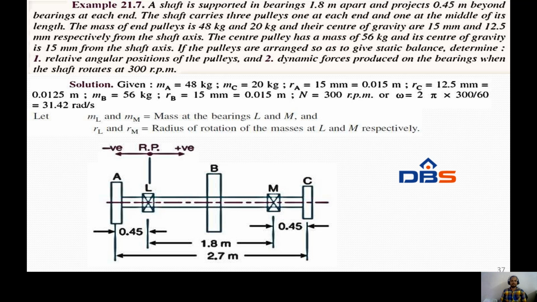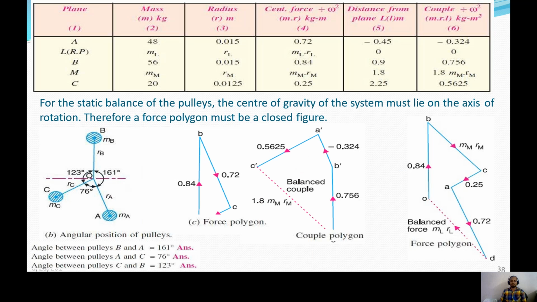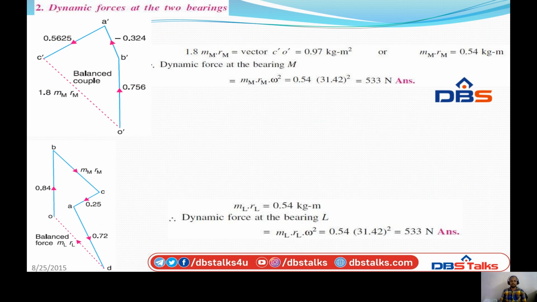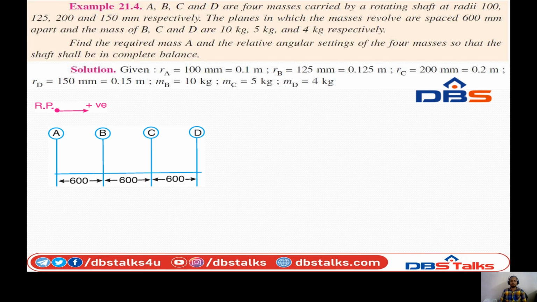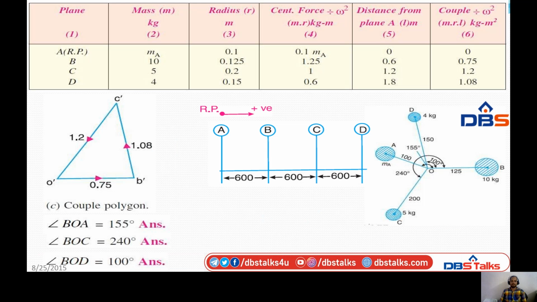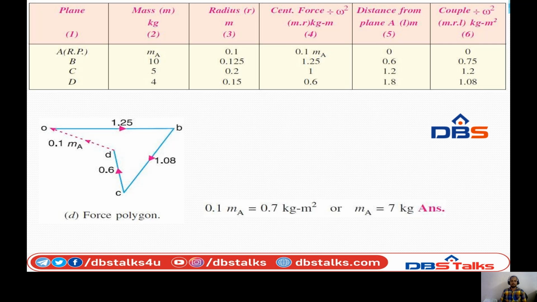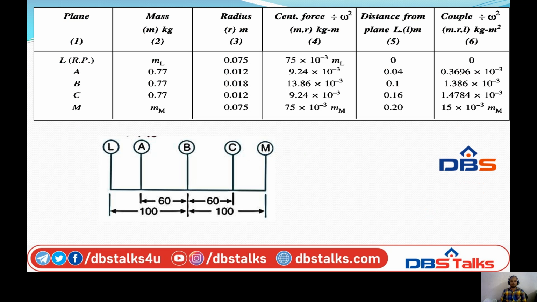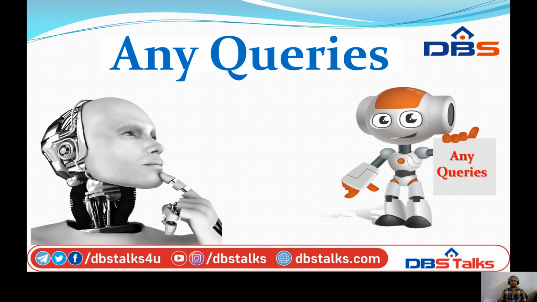In the same manner, we solve all the problems with the same procedure. The only clear thing is that the force polygon and couple polygon are the main difference. With that, the balancing of rotating masses problems will be closed. These are all in the textbook itself, all the problems are discussed. So just copy that and practice on this. With that, the session on balancing of rotating masses will be closed.